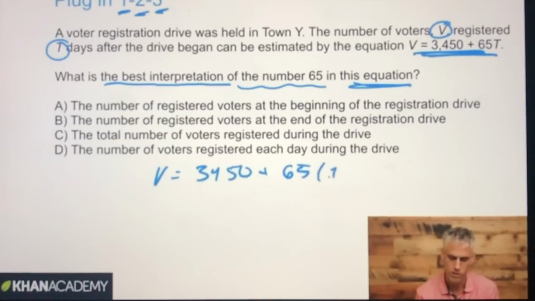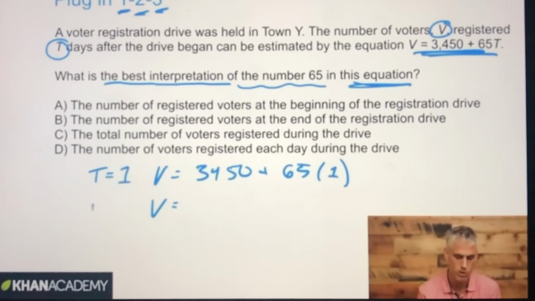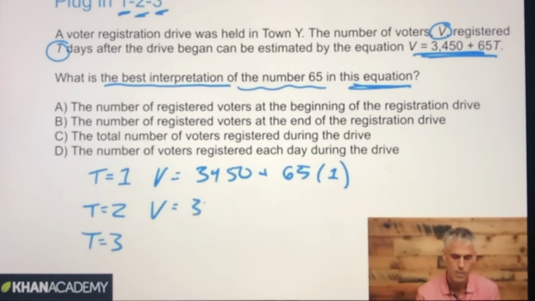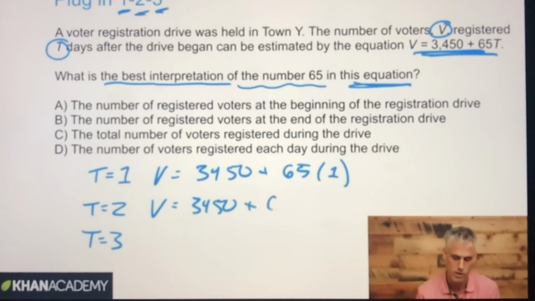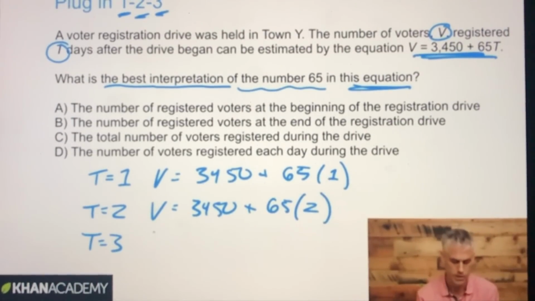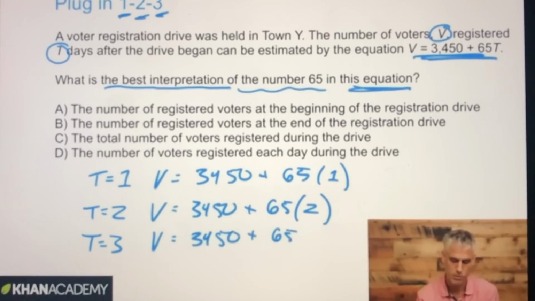plus 65 times 1. And if t is 2, this is t equals 1. This is t equals 2. This is t equals 3. We're going to do that. 3,450 plus 65 times 2. And then the next one is going to be 3,450 plus 65 times 3.